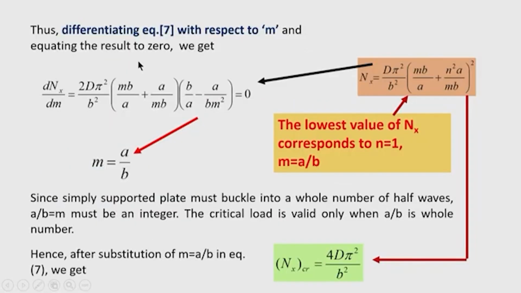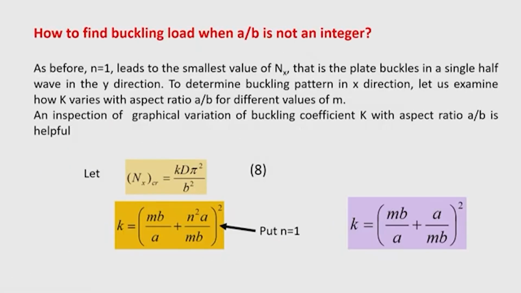So, the number of half waves in the x direction is required now for any non-integer value of a by b. Okay. So, buckling coefficient k is introduced here and the critical value of N x is written as k D pi square by b square, where k is m b by a plus n square by a into m b, and n is equal to 1, that we already determined. So, actually k is nothing but m b by a plus a by m b whole square. This is the value of k.